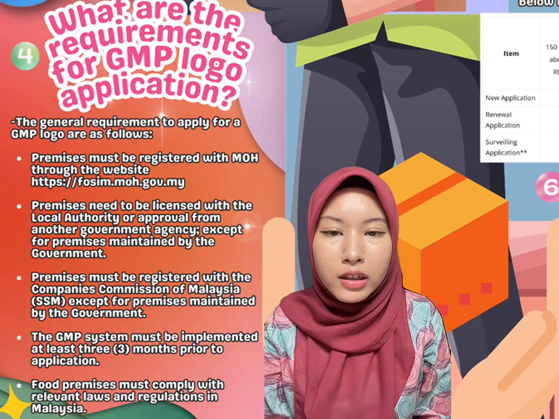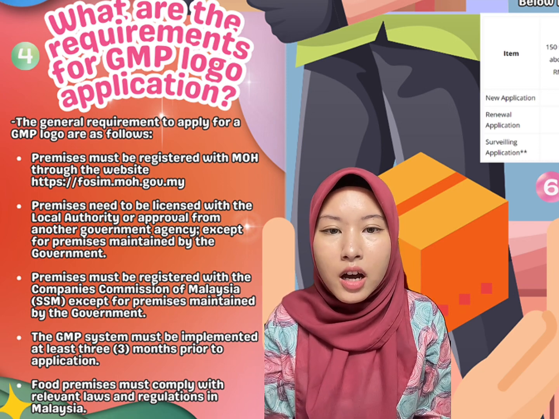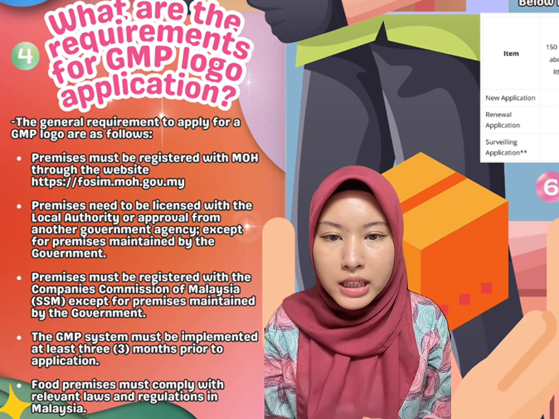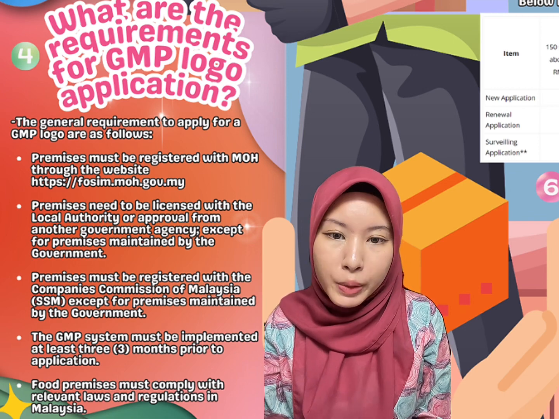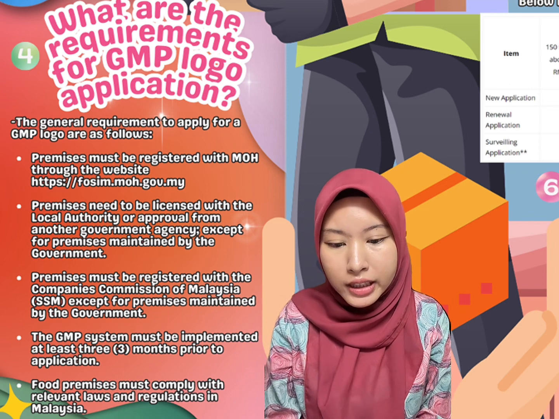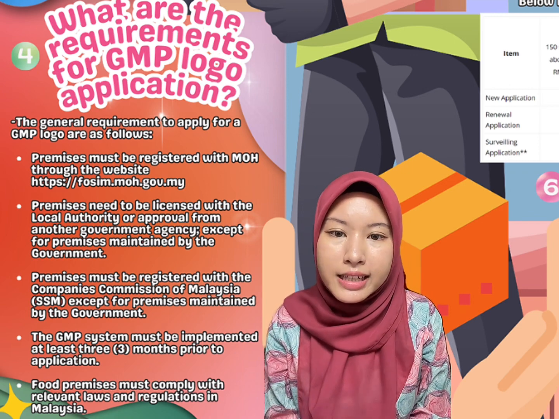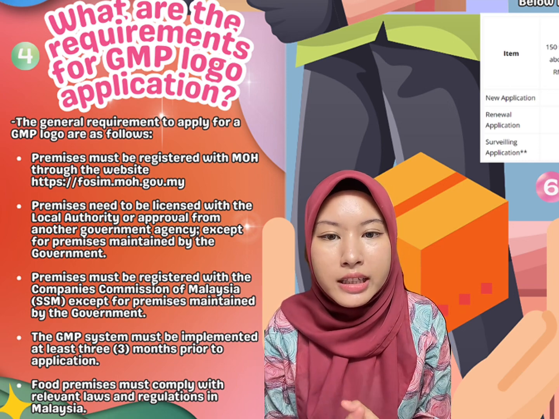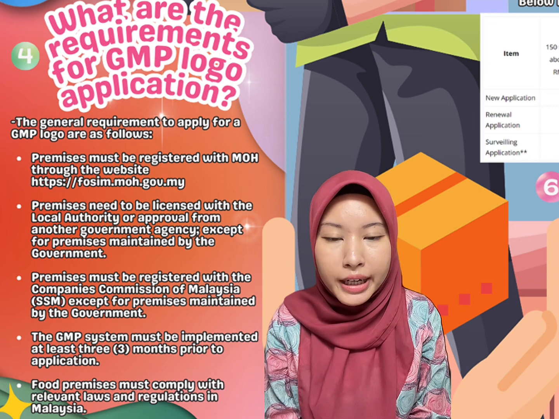Or you can get an approval from government agencies such as the Food Quality Control Division (FQCD) or the Ministry of Health (MOH). But this is an exception for food premises that are maintained by the government. Besides that, premises must also be registered with the Companies Commission of Malaysia (SSM), which stands for Suruhanjaya Syarikat Malaysia. But again, this is an exception for premises that are maintained by the government.